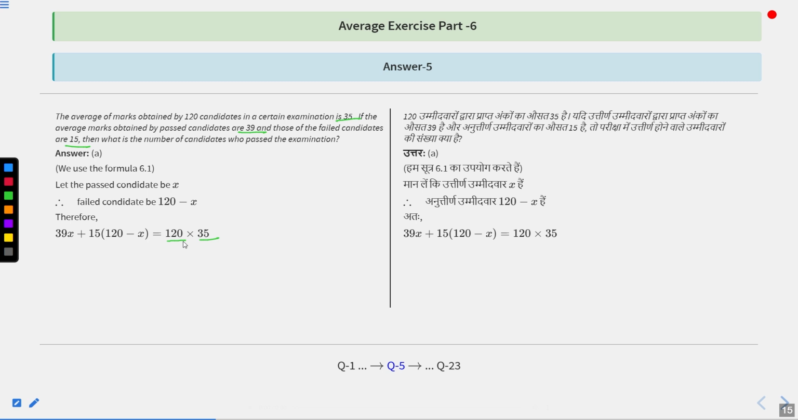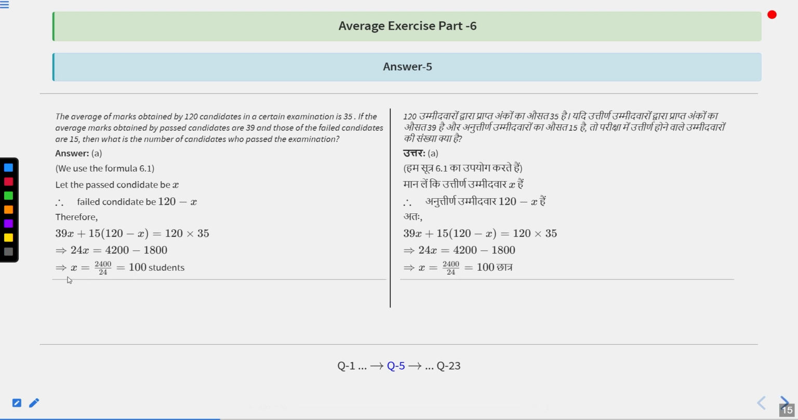So it is also equal to 120 into 35, so 39 into x plus 15 into 120 minus x. When we calculate it, we get the value of x. 24x equals 4200 minus 1800. So x equals 100. So A is the correct answer. Next one.